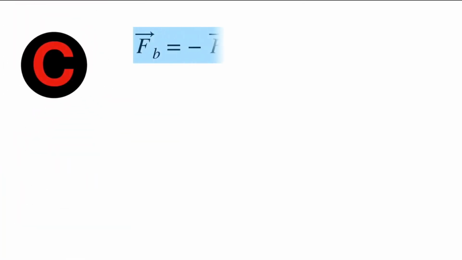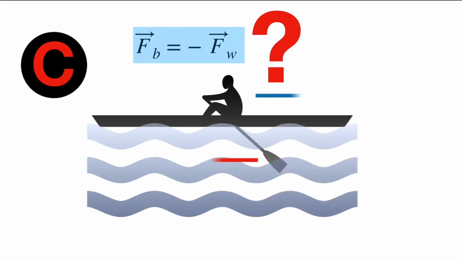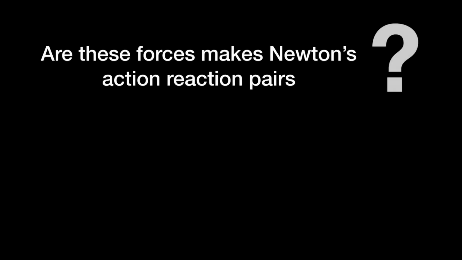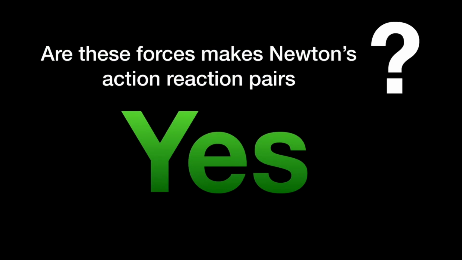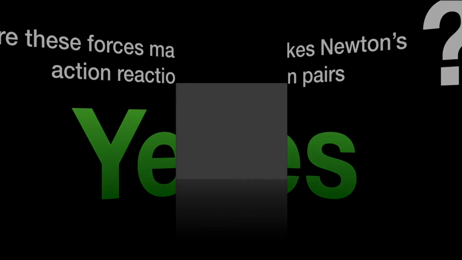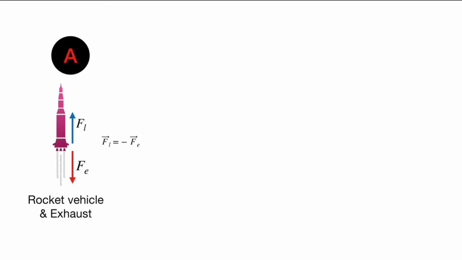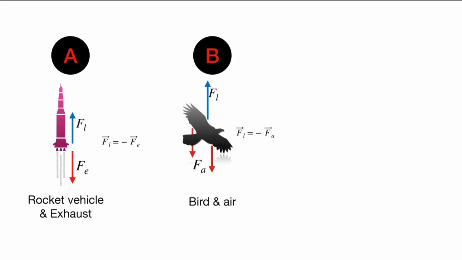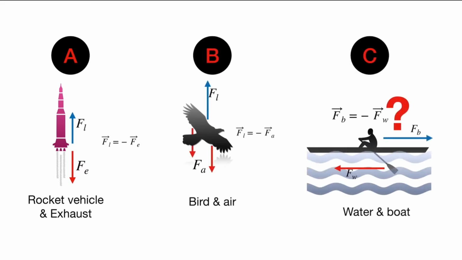Case C. What about equal and opposite forces during rowing of a boat? Do these forces make Newton's action-reaction pairs? Yes. In all the above three cases, forces are related to the interaction of two objects, rocket vehicle and exhaust, bird and air, water and boat, equal and opposite in direction and of similar nature. So those are Newton's third law pairs of action-reaction forces.